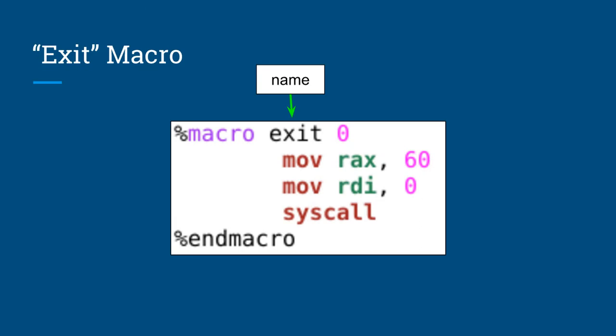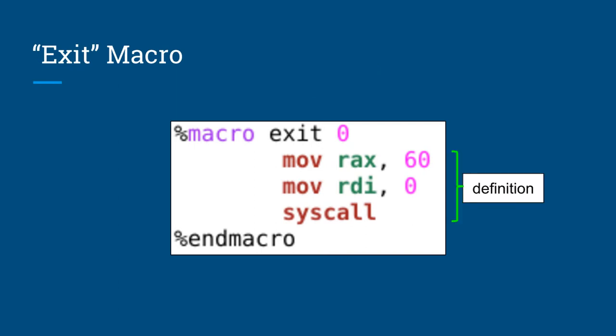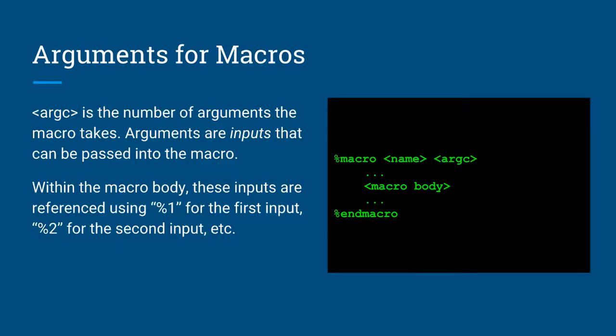So here's an example with the exit macro. We have the name up here, so we've got %macro, then exit. Then we have the argc, the amount of inputs for this macro, which is 0, because exit doesn't require any inputs. Although you could have one input for the error code, in this case I'm not doing that. Then you have the definition, which is just the 3 lines of code it'll be replaced with when you use the keyword exit.